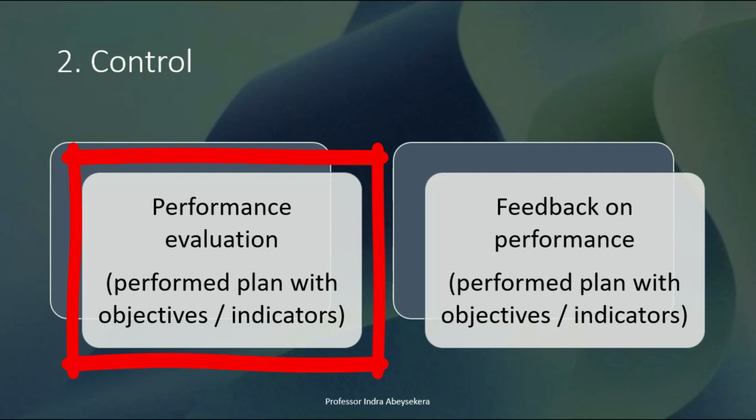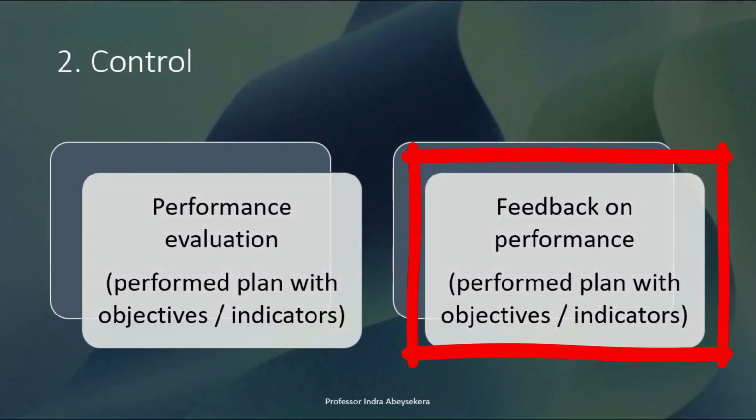The feedback on performance is performed based on the plan objectives and/or the indicators that are set, and then comparing with the actual performance of those objectives and/or indicators. Such differences would be then analyzed and informed to the staff members to support any behavioral changes so that the enterprise goals could be accomplished.